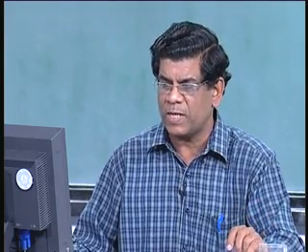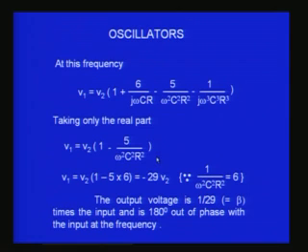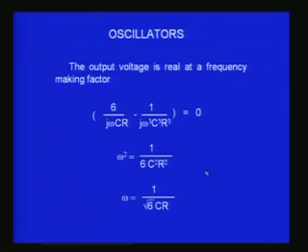Now what happens at this frequency? This happens only for one frequency, you should remember that. At this frequency I can now substitute that value in the expression, and taking only the real part, because the imaginary part has become 0, you have 1, you have minus 5 by omega square c square R square. But what is omega square c square R square? You would find from this expression omega square c square R square is nothing but 6.